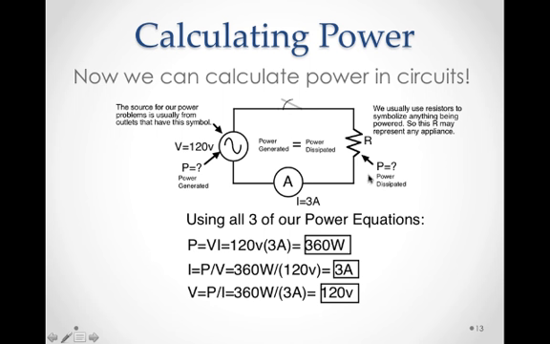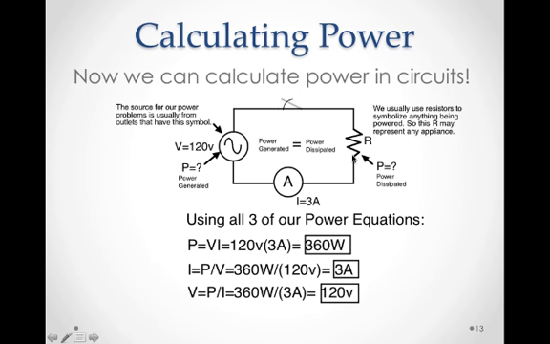Also, our other power equations that we talked about previously, I squared R. Let's find out what R is here. R is equal to V over I. So 120 divided by 3 is 40 ohms. So if this is a 40 ohm resistor, we could also find the power. I squared is 3 times 3 is 9, times 40 is the 360 watts.